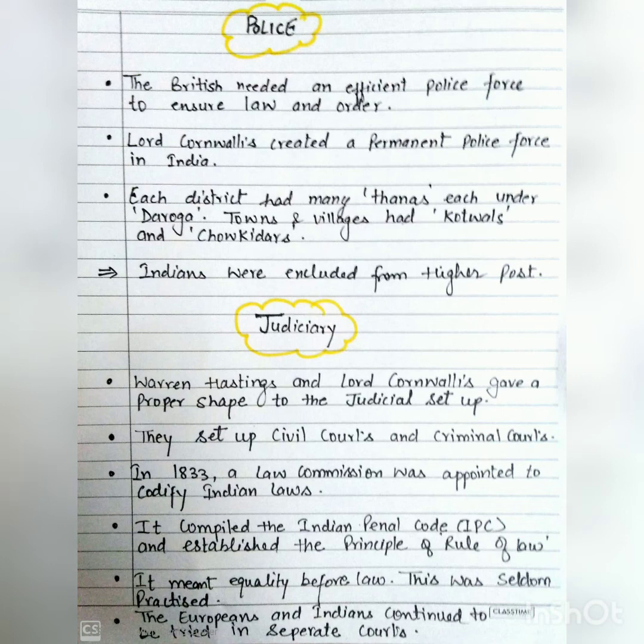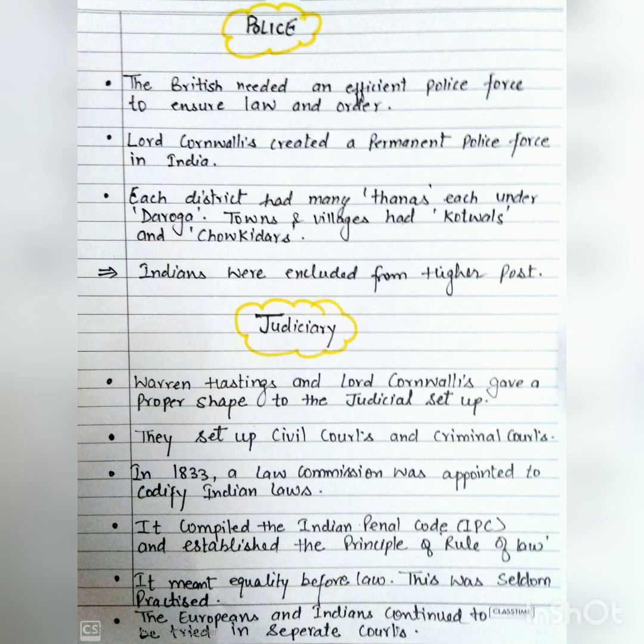Now judiciary. If we go into the British judiciary system, before the coming of the British, the Indians followed laws based on local customs and traditions. For some time, British did not interfere in these systems. They decided that British laws would apply only to the Europeans. But the existence of two sets of laws created confusion, and finally Warren Hastings and Lord Cornwallis gave a proper shape to the judicial setup. So what they did, they set up civil courts as well as criminal courts at the district level.